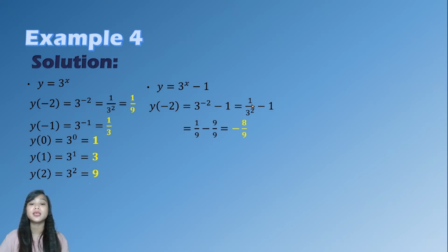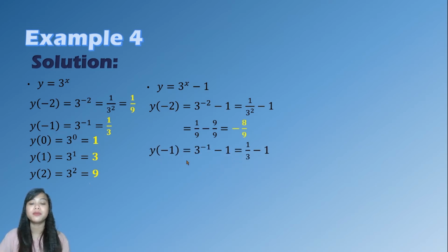Then getting the LCD of these two, the 9. So 9 over 9, it's also equals to 1. So we have minus 9 over 9 here. Then since they both have the same denominator, which is 9, we have 1 minus 9, that is negative 8. So over the denominator or the LCD, 9. So we have negative 8 over 9 for y of negative 2.